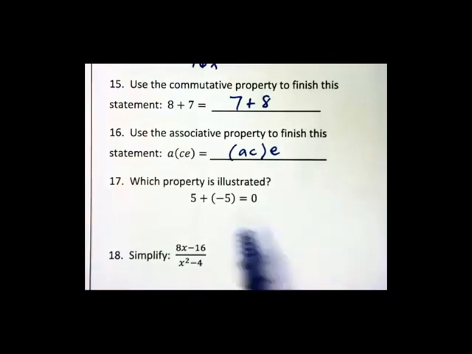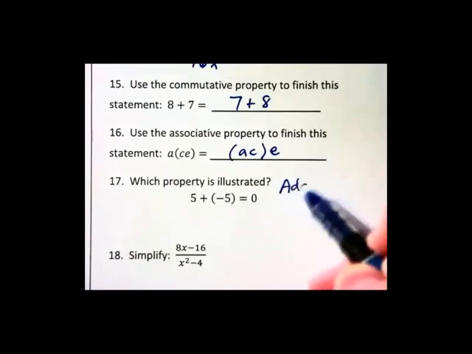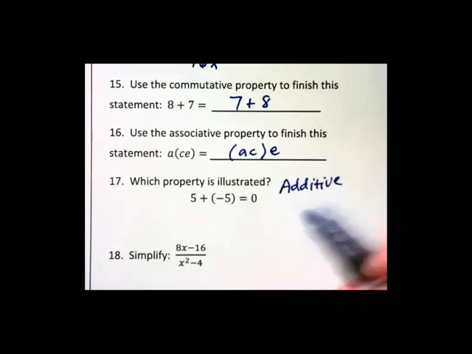And in number 17, it looks like we're adding an opposite, and so that is the additive inverse property.